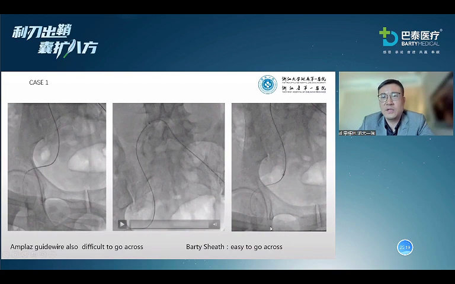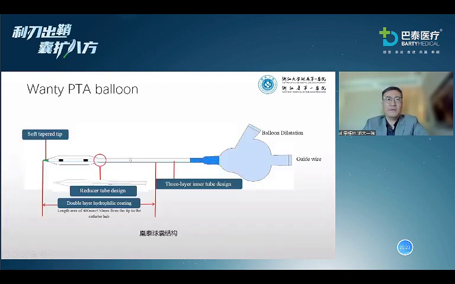Now, through the tortoise and stiff crossover maneuver, we moved on to the next step. Next one, 1T PTA balloon. We know that there are many balloons in the market. The mechanism and designs are very similar.